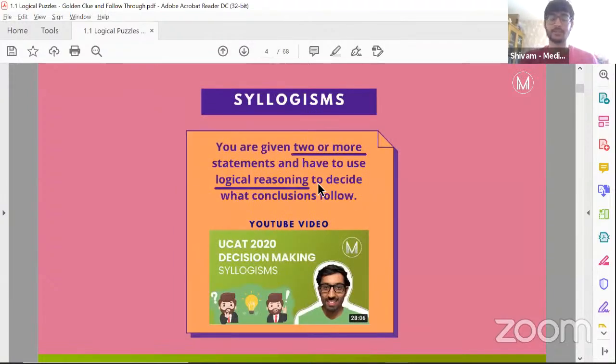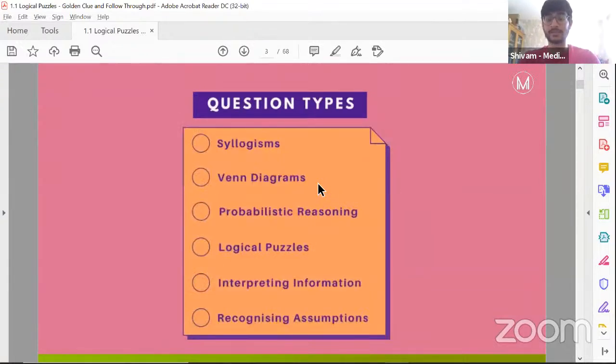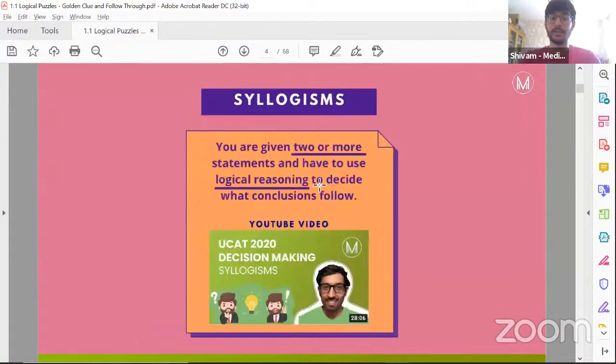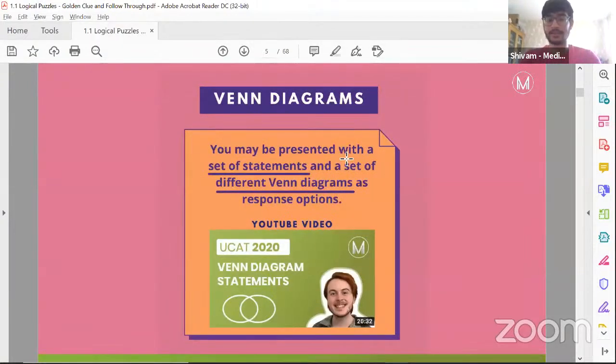So syllogisms, again, all the content that I've talked about in these six points here are all covered in our YouTube channel as well. So if you go onto our YouTube channel, you'll be able to find out a bit more about syllogisms, where you're given basically two or more statements and you have to use logical reasoning. Again, have a look at the videos, start to understand and appreciate the types of questions that can come up. Again, Venn diagrams, exactly the same thing. It's quite self-explanatory there. You have to fill in a Venn diagram.